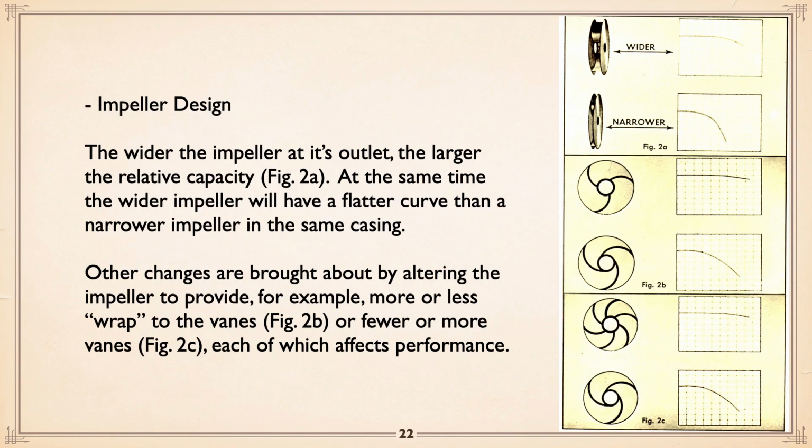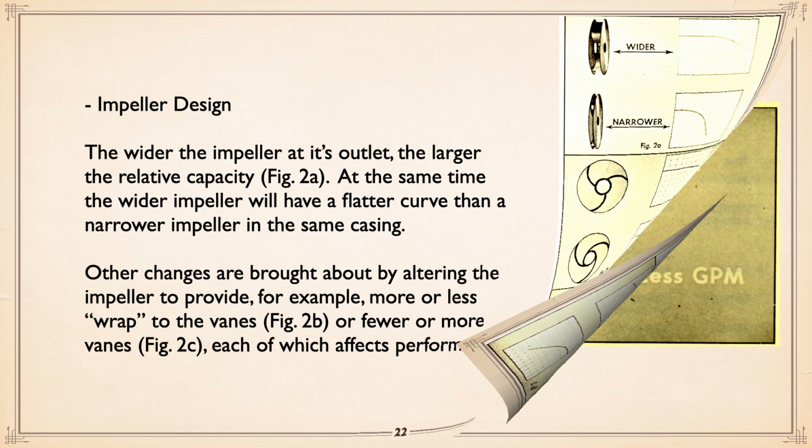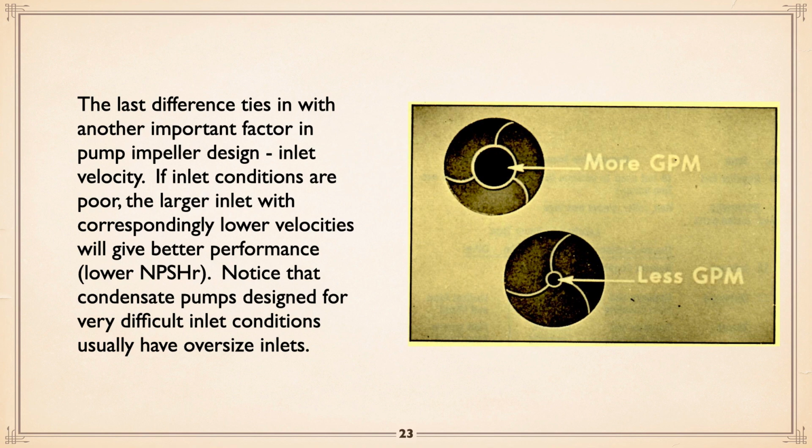A little comment on impeller design, just of general interest. The wider the impeller, the flatter the curve. The less twist to the impeller vanes, the flatter the curve. The more vanes, the flatter the curve. More significantly, the larger the inlet, the more gallons per minute. We also see that with a large inlet, you get lower NPSH required. So condensate pumps handling boiler condensate very often have really big inlets to lower the NPSH required.